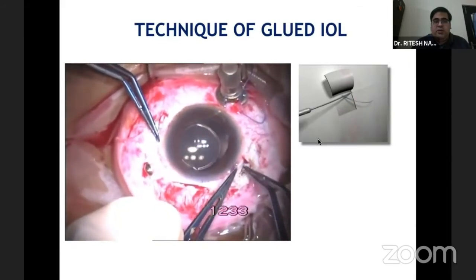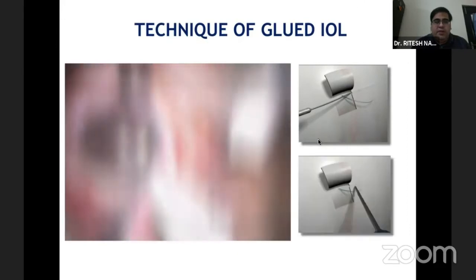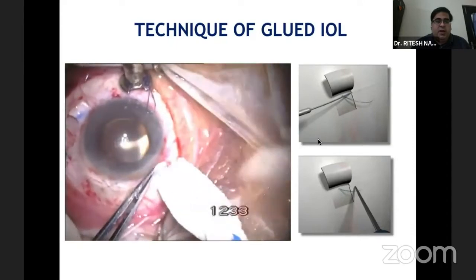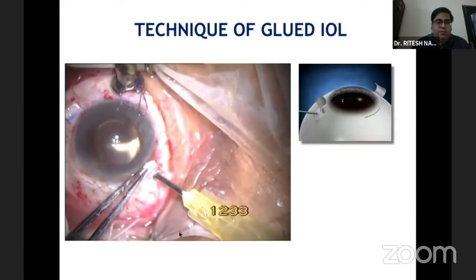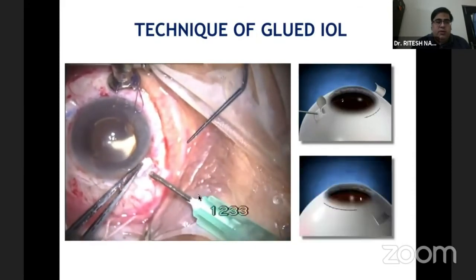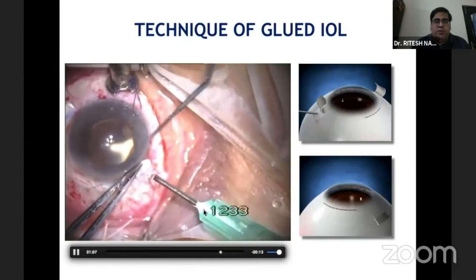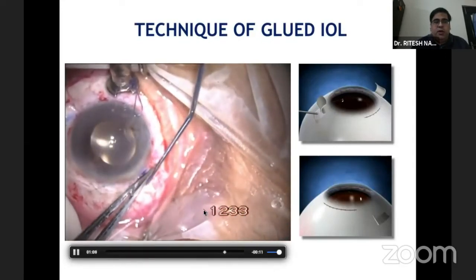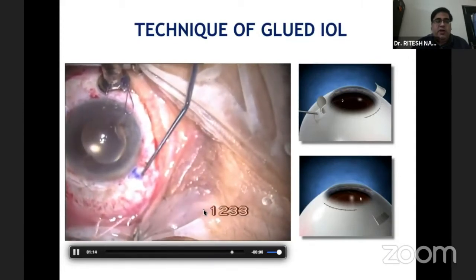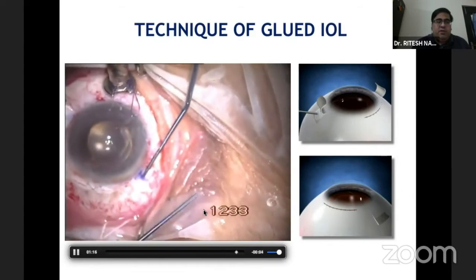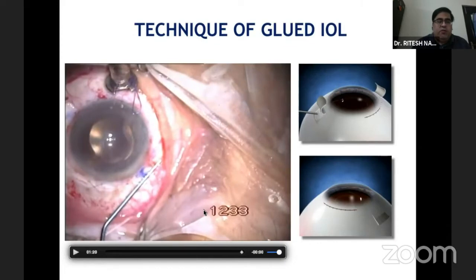And herein the haptic goes into the groove. I'll talk about the advantage of doing this step later. And then subsequently, you dry this area, switch off the infusion, dry it, and put in fibrin glue. So here the fibrinogen and the thrombin components are being put. And then you seal the flap, you press it hard till the fibrin sheet is formed in that area. It holds the haptic in its place nicely and seals the entry wound also.